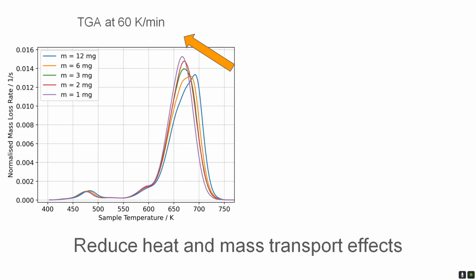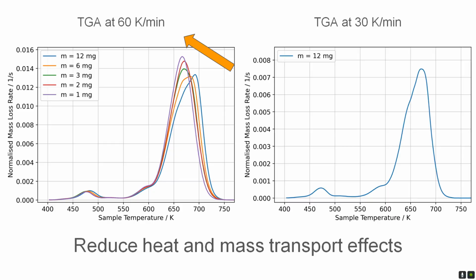Here we stopped at 1 milligram without reaching convergence. Thus, the next step is to either reduce the sample mass further or reduce the heating rate. In this example, a new mass downscaling is conducted for a lower heating rate of 30 Kelvin per minute. You do not necessarily need to go to such low heating rates. You could also try to go for 50 Kelvin per minute or 45 or 40. This is a thing that you have to try out with your device and also the sample material that you are investigating.